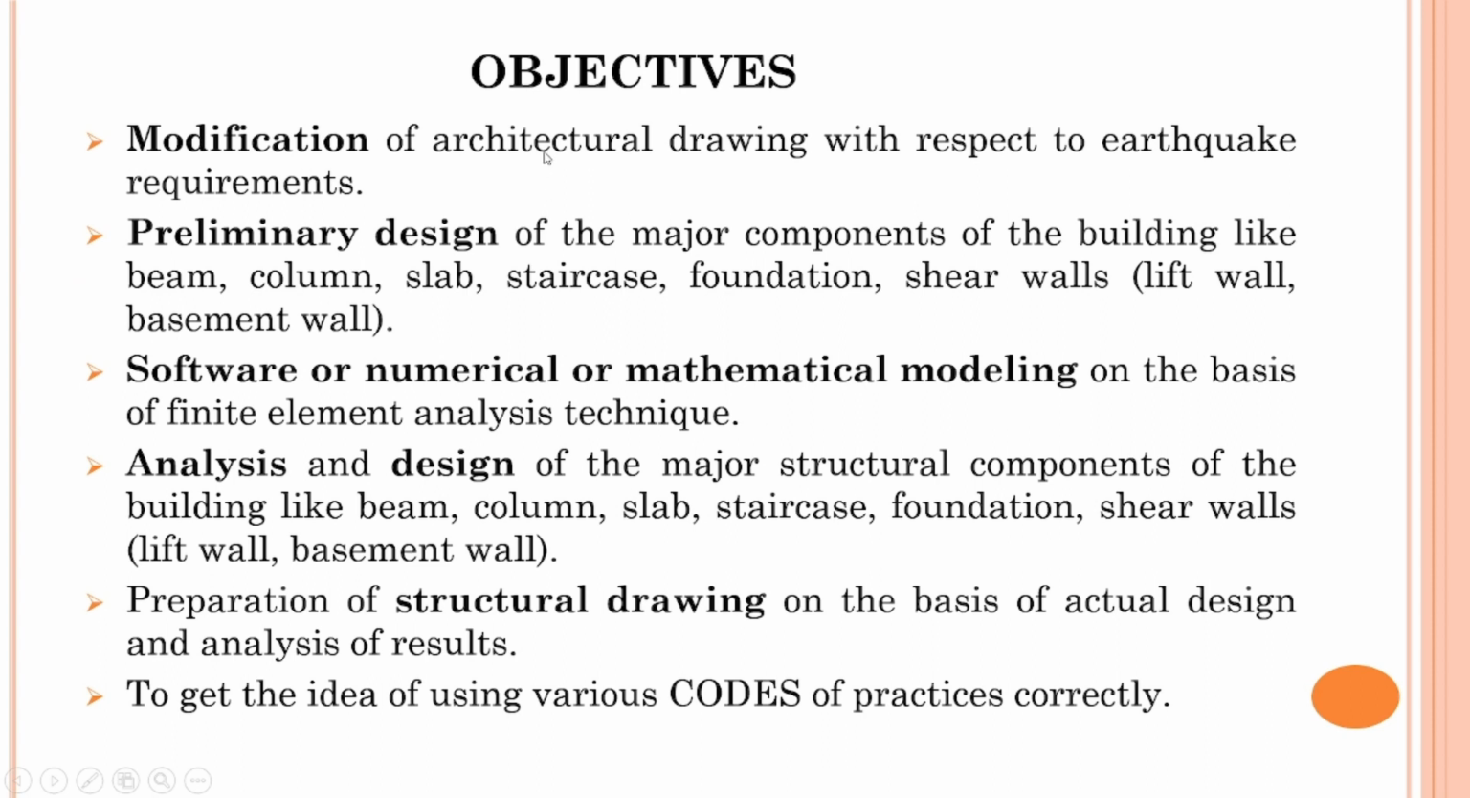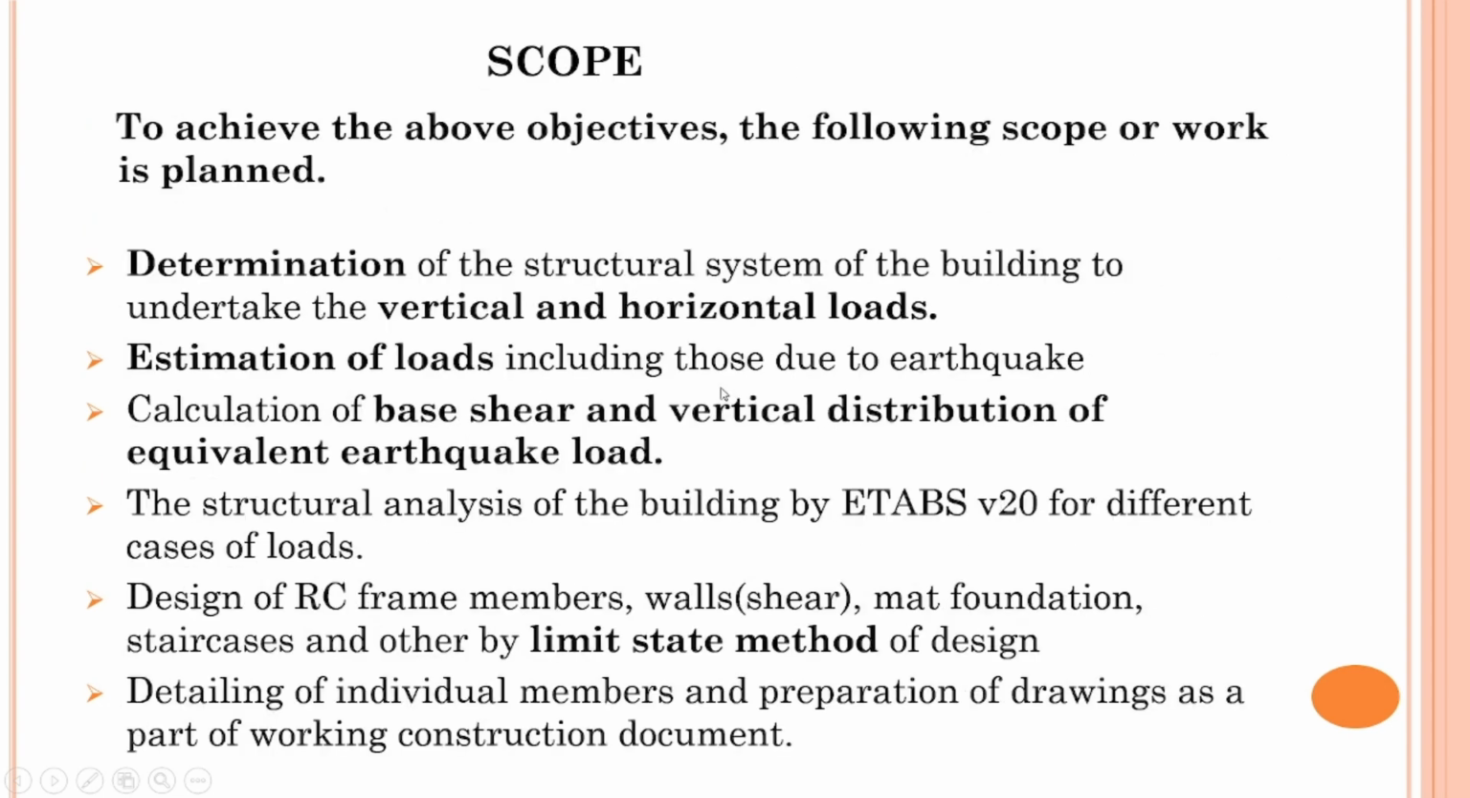Next one, the objective. What is the objective of your project, like modifications, and also mark in bold the things you have focused on: modification, preliminary design, software numerical modeling, analysis, design, structure drawing, and the codes, like this. You can also pause the video and read all of it, which is helpful for you. And the next one is scope.